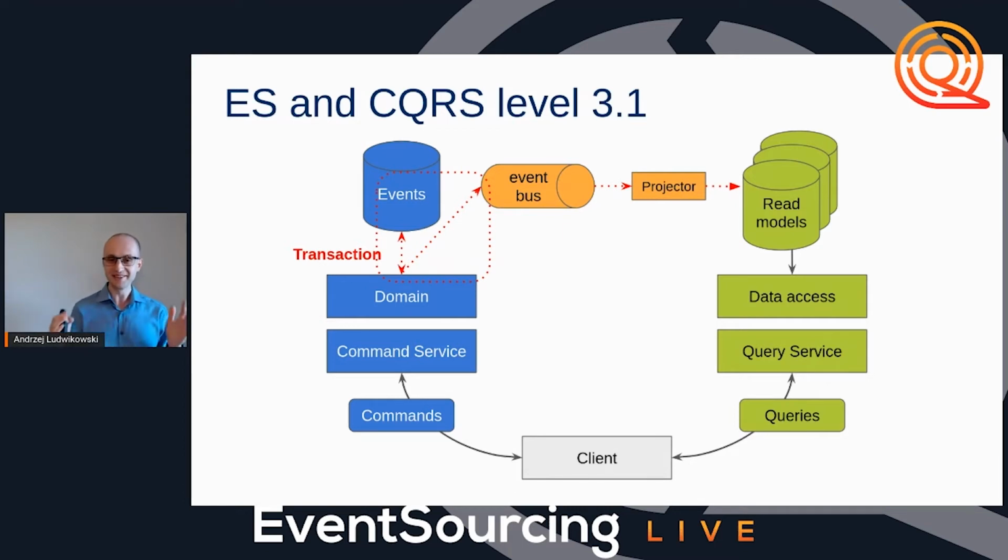And of course, a transaction on 2 heterogeneous systems is a very bad idea. So, a quick patch for that. We are saving only events in the transaction, and then we are sending them in a fire and forget style to the event bus. Of course not. Some guarantees are required here. So at least once delivery, no events can be lost, and event order must be exactly the same.